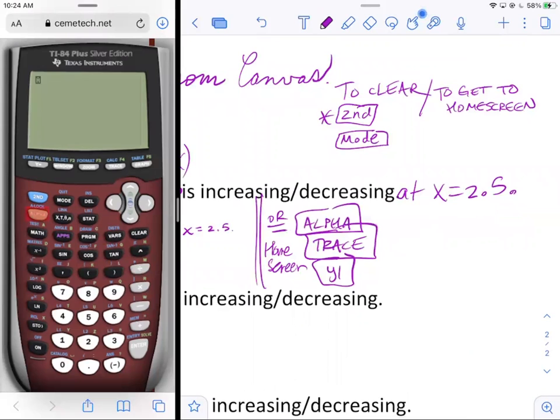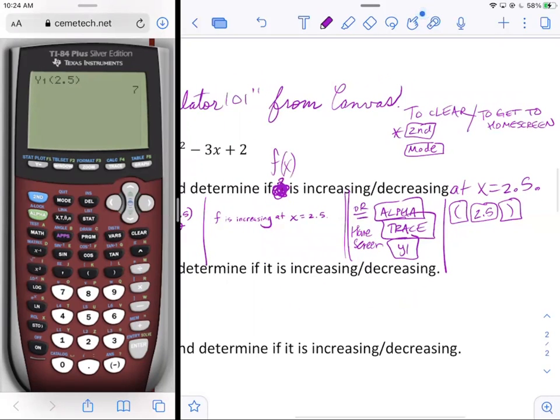All right, so from the home screen, alpha trace unlocks your function menu. We have it in Y1. And then remember, we do open parentheses. And then we type in our 2.5. And then close parentheses. And we get 7. Okay, so that's the other way to do it. Now, what's the drawback to this? To see if it's increasing or decreasing, we don't have that visual anymore.